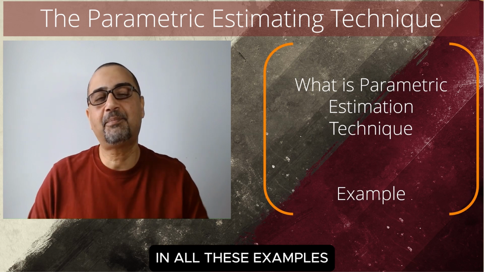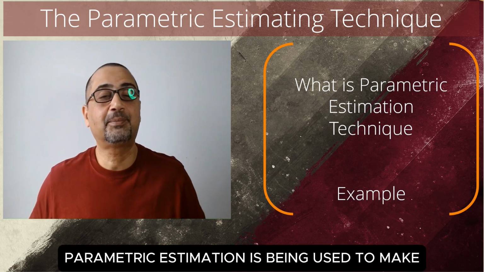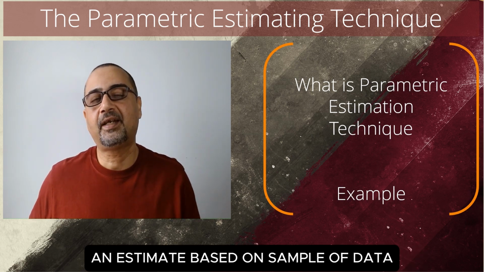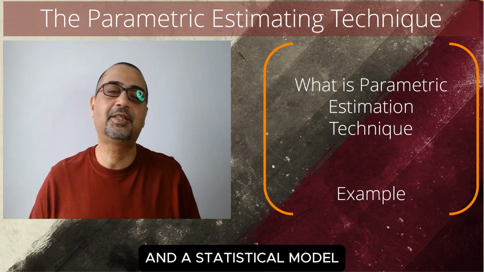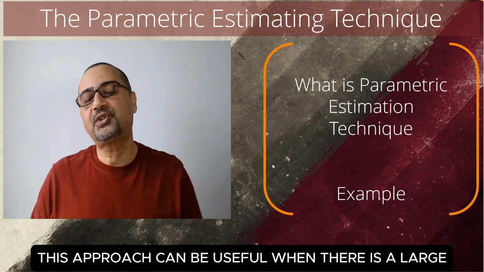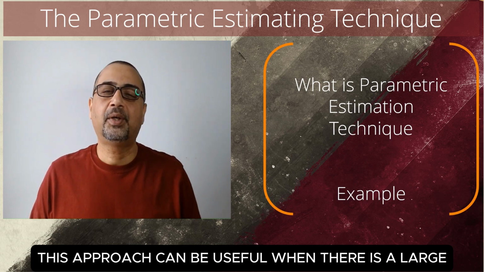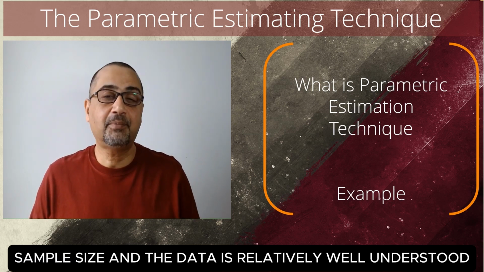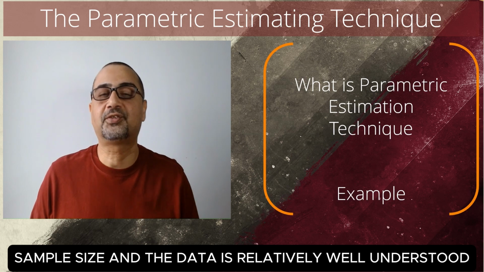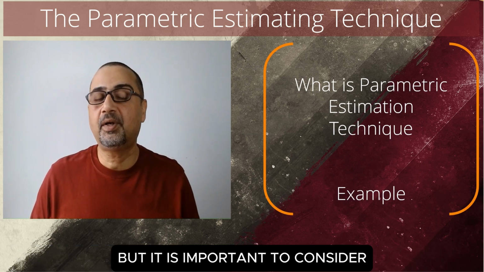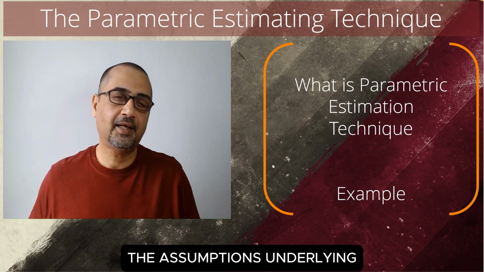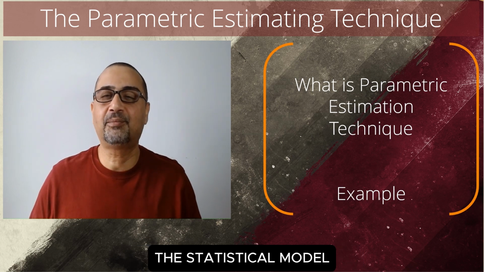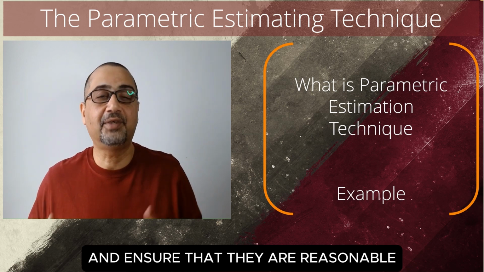In all these examples, parametric estimation is being used to make an estimate based on a sample of data and a statistical model. This approach can be useful when there is a large sample size and the data is relatively well understood. But it is important to consider the assumptions underlying the statistical model and ensure that they are reasonable for the data being analyzed.